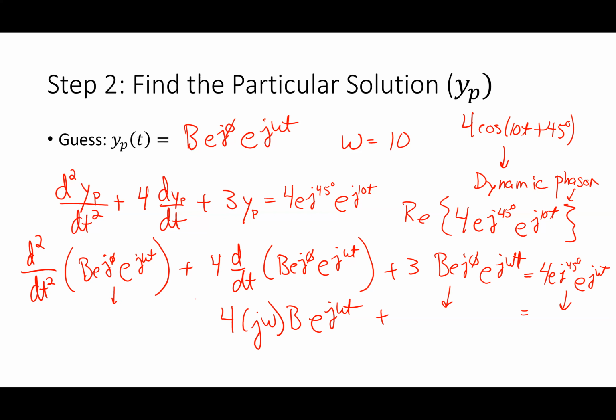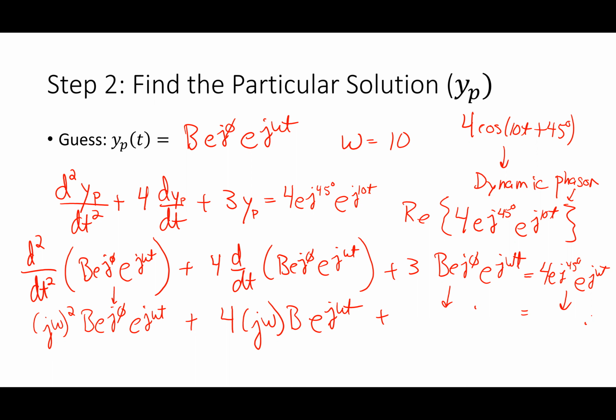What happens to this term? What happens with the second derivative? I get a j omega squared. So j omega comes down twice, b e to the j phi e to the j omega t. Before I do anything further with this, I've got e to the j omega t everywhere, right? So what does that mean I can do with the e to the j omega t? Get rid of it. Time disappears from the differential equation. That's the beauty of it.